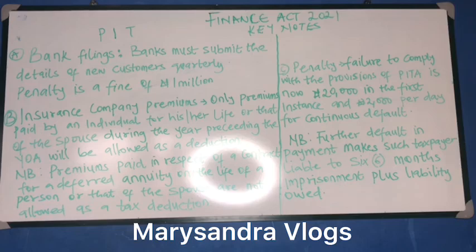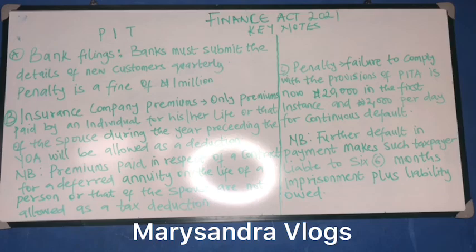It means that this section is trying to say that for premiums, the only amount that is permissible as an allowable deduction in respect of any year is that premium which was paid by the individual for his or her life or for that of the spouse during the year preceding the year of assessment. It means any other premiums paid is no longer allowed as a deduction under Personal Income Tax Act.